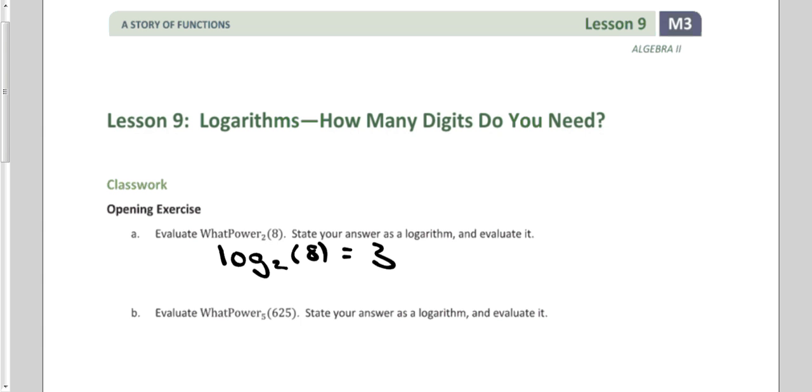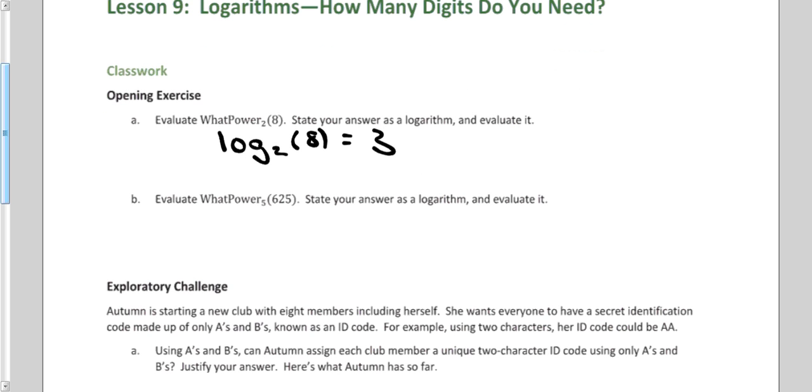Okay. Now, let's think about letter B. It says, evaluate what power of 5 gets me 625. So, what power of 5? So 5 to what power gets me 625? 4, right? 5 times 5 is 25. 25 times 5 is 125.